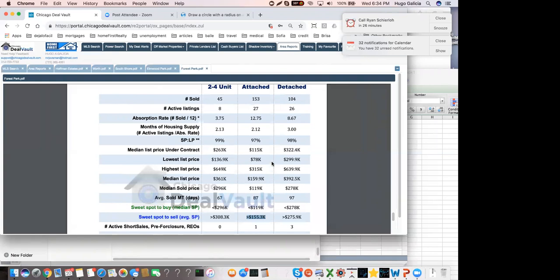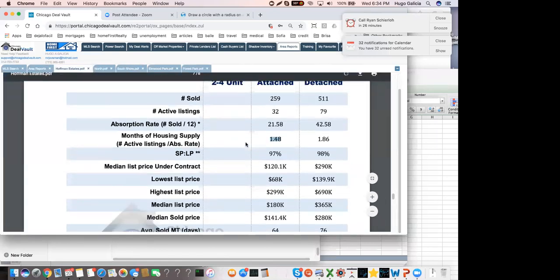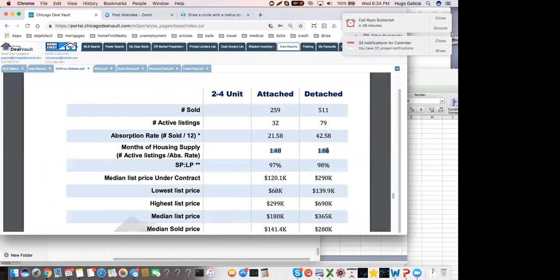So now, friends, let's look at the pockets, right, in an area. So we found that Hoffman Estates, it's a great area, right? It's a hot area. So I'm going to show you why. So we're going to go back to Hoffman Estates. Hoffman Estates is a hot area because the months of housing supply is less than 2 months, okay? So that means properties are moving very fast, very fast. So they're selling. Not only that, but look at the absorption rate. So it is over 20%. So this is a seller's market.